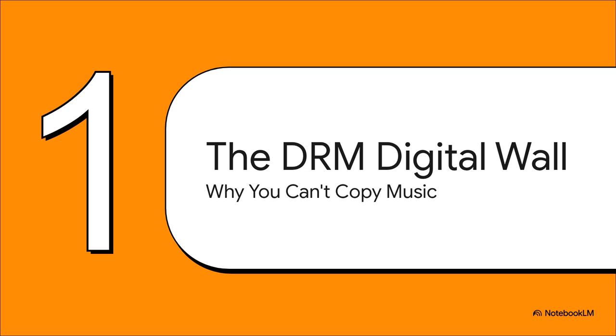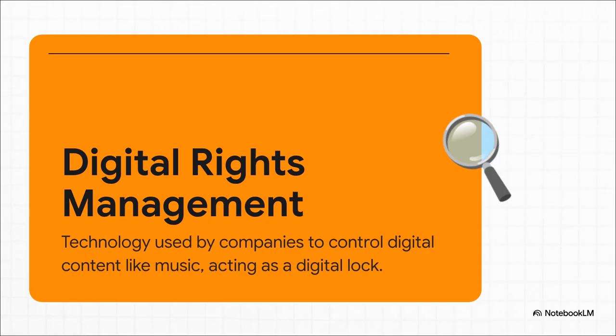Well, the answer comes down to three little letters: DRM. Think of DRM as a sort of digital wall that's built around every single song on Spotify. Its whole job is to protect the music from being copied and spread around freely. And this is the key thing to remember. Even if you're a premium subscriber and you download songs to listen offline, you don't actually own those files. You're basically just renting them.